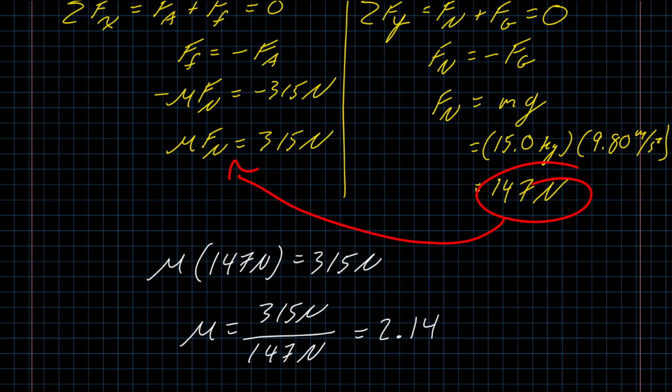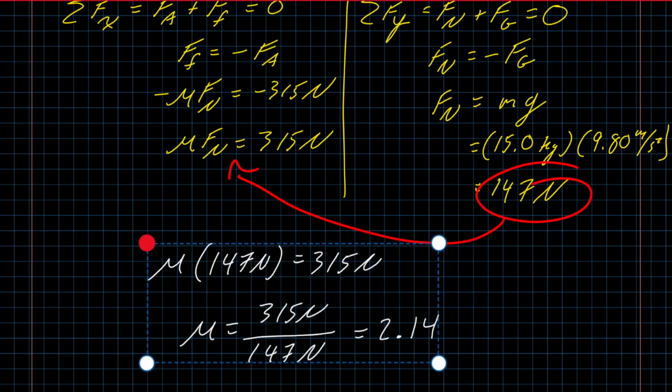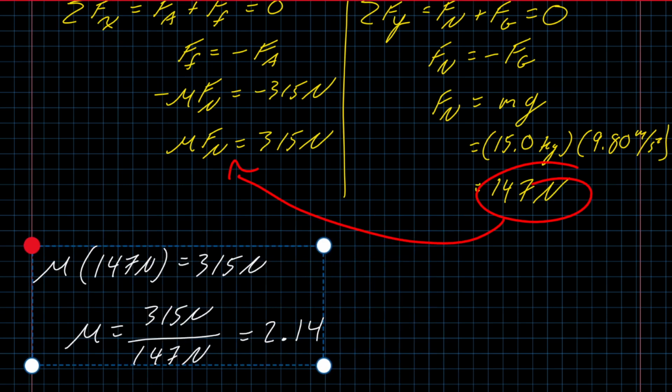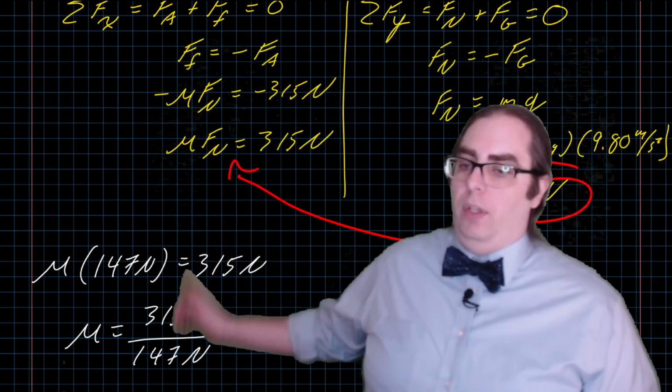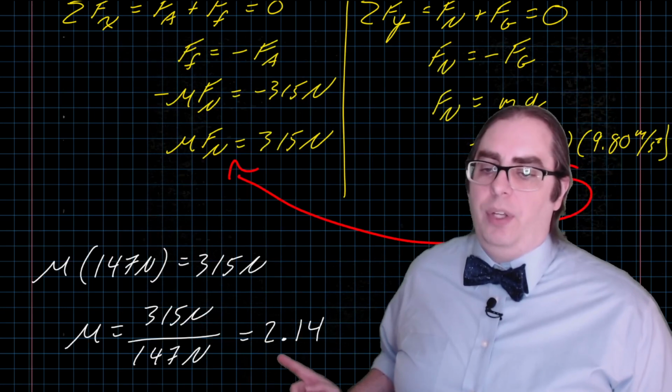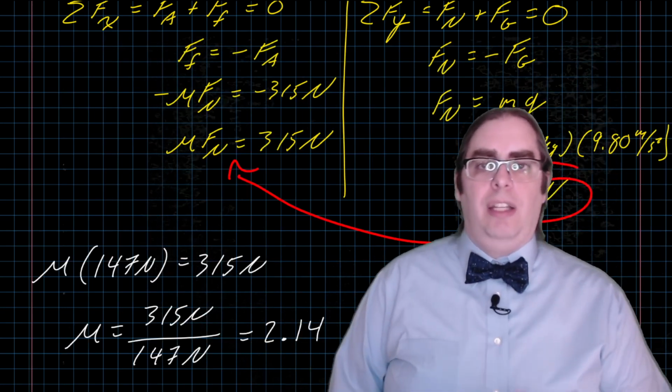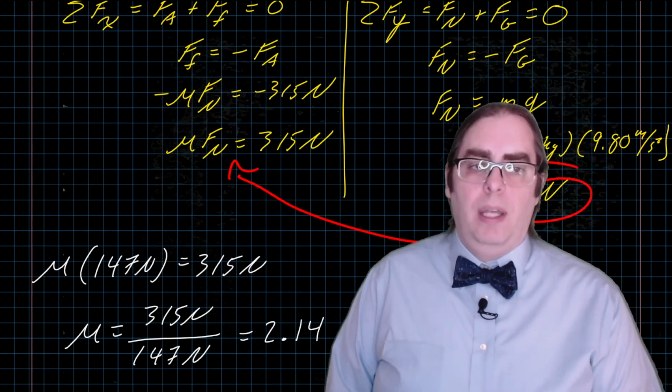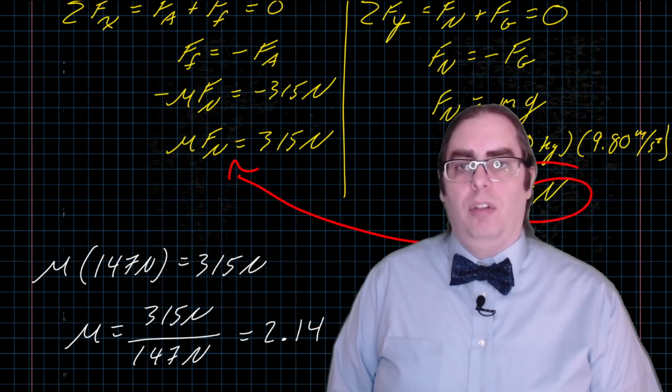A couple of small things before I move on from this problem. First of all, notice that the units cancel each other out here. Right? You have newtons in the numerator, you have newtons in the denominator that cancel each other out. The coefficient of friction is a unitless quantity. That will always be the case.